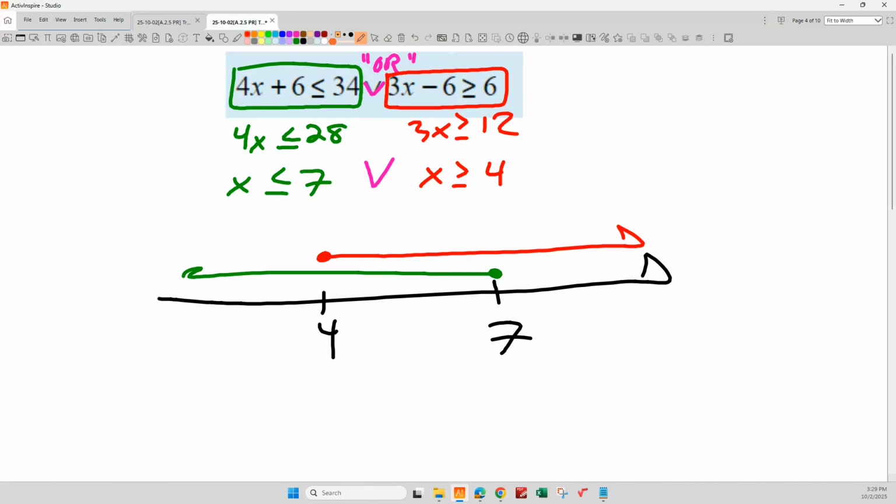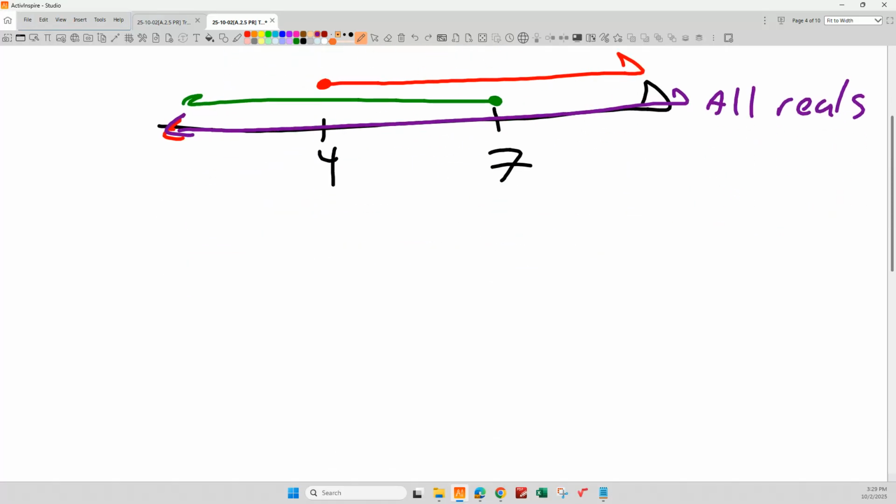It's all reals. Because it's an or statement, the solution is all reals. How would I write that using interval notation? Well, it's that purple interval. It goes forever in both directions. So how would that be with interval notation? Yeah, absolutely. It goes all the way from negative infinity to positive infinity on the right. So that's how we'd say all reals with interval notation.